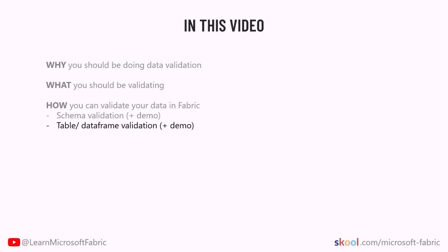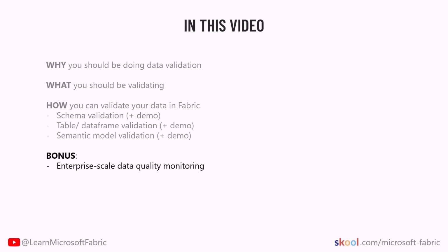Now the second one is table and data frame validation. So say for example, you want to validate the data in your silver layer of a medallion architecture. How do you go about doing that in Fabric? And again, I'm going to be walking you through step by step how to achieve this. Finally, we have semantic model validation. So this is validating our semantic models that we build in Microsoft Fabric, making sure that the relationships have been set up correctly, that your DAX measures that you've defined are returning the right outputs. And again, we're going to be walking you through a demo of how to achieve that in Fabric.